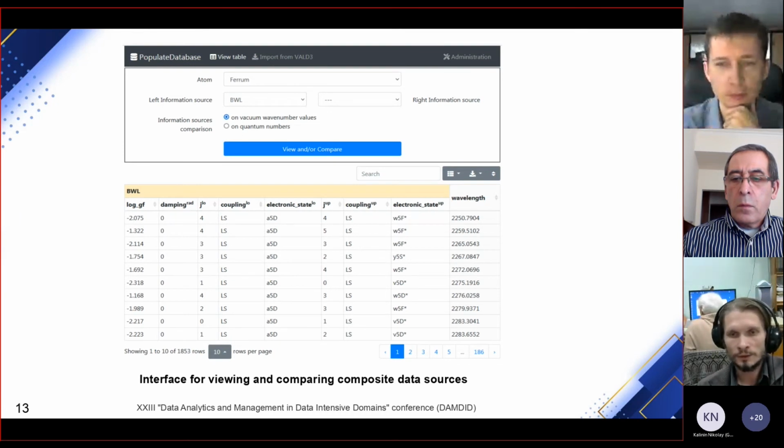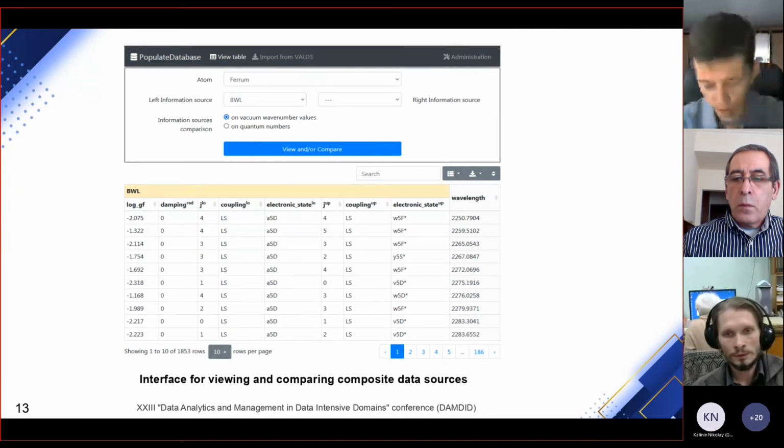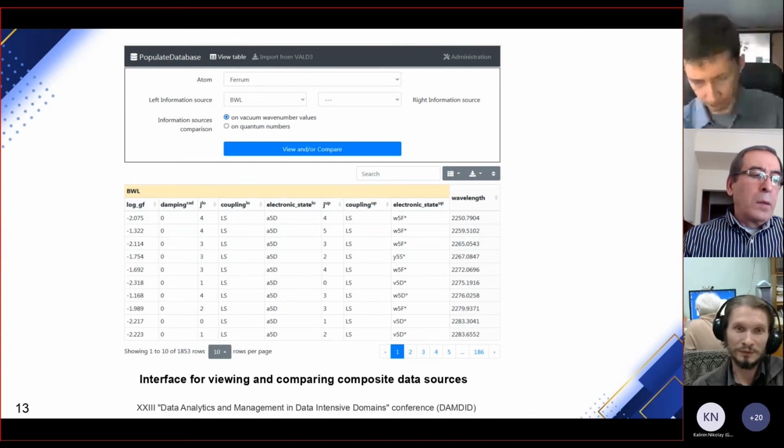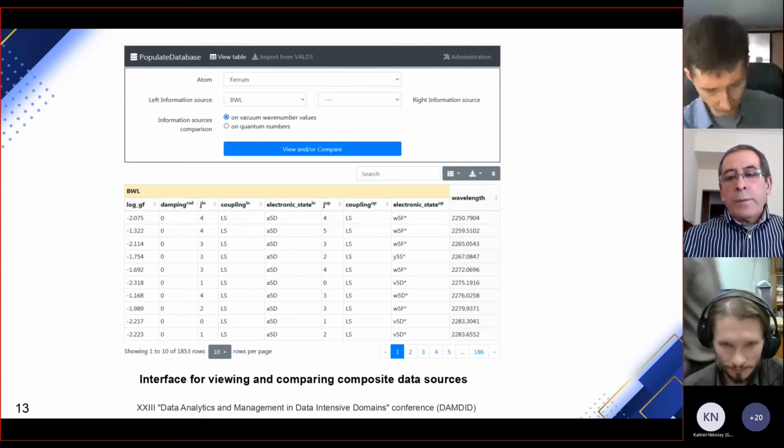You can see here the visualization interface in tabular form, where you can select a data source and observe different physical constants which we store on our server.